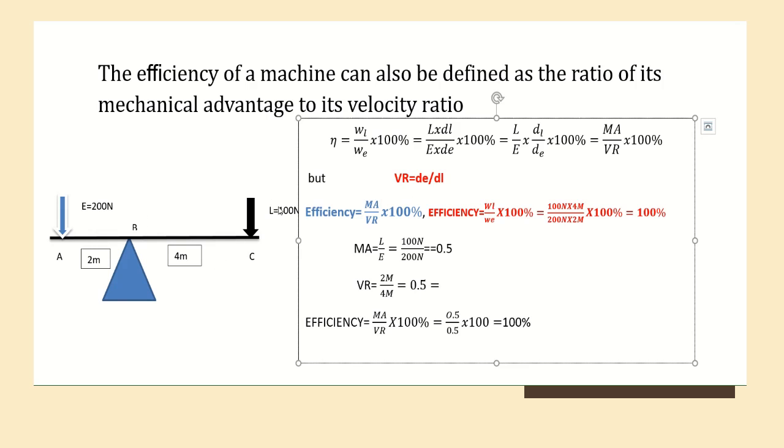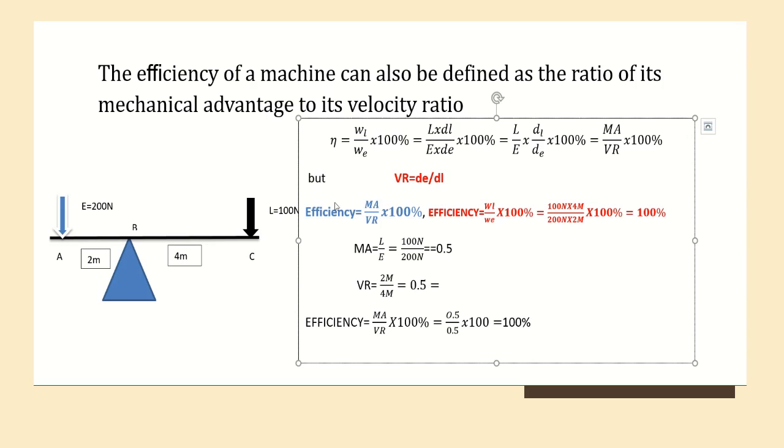Workload is the load times the distance moved by the load. So the load is 100 newtons, times the distance, which is BC, which is 4 meters. The work done by the effort is the effort, 200 newtons, times the distance moved by the effort from A to B, which is 2 meters. So we have 100 newtons times 4 meters divided by 200 newtons times 2 meters, times 100%. You see that the top will cancel the bottom, all of them give you 1, and your answer will be 100%.